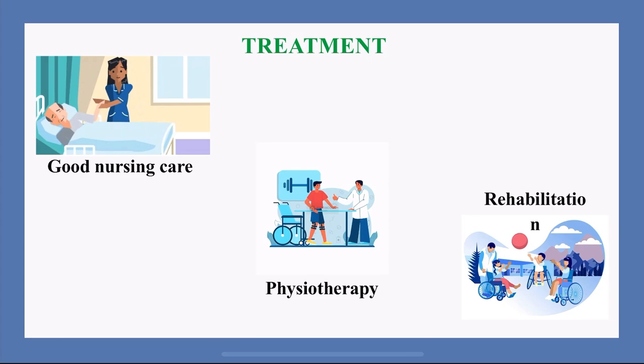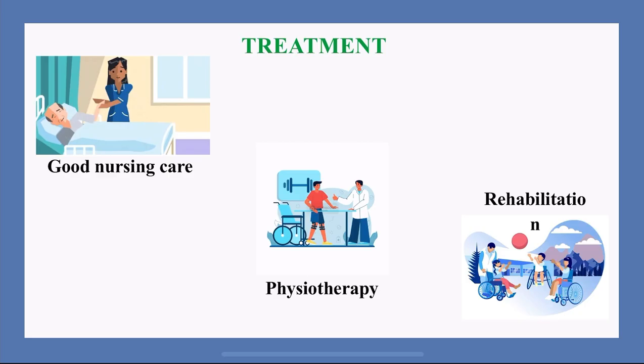Physiotherapy is of vital importance in cases of poliomyelitis. It can be initiated in the affected limb immediately. It helps the weakened limb to regain the strength. Physiotherapy is very vital. Rehabilitation. So it helps the weakened muscles to regain the strength.